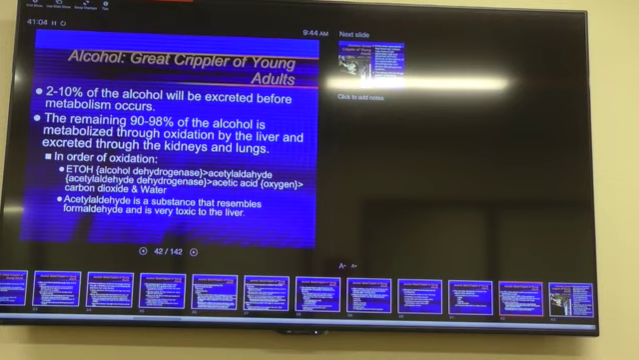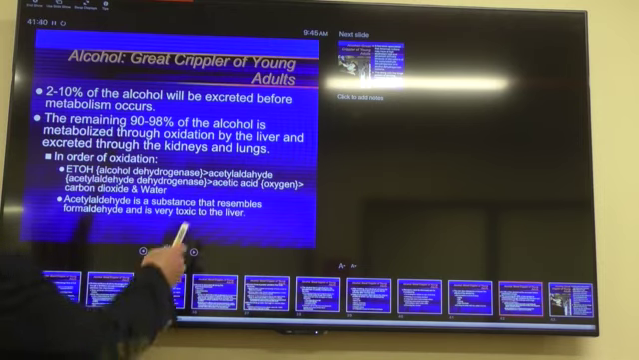The remaining 90 to 98% of the alcohol is metabolized through oxidation by the liver and excreted through the kidneys and the lungs. In order of oxidation, the ethyl alcohol is broken down by alcohol dehydrogenase, which creates acetaldehyde. Acetaldehyde dehydrogenase breaks down the acetaldehyde, and it creates acetic acid. Acetic acid is metabolized by oxygen, and it creates carbon dioxide and water. That's the process. Now, this can be messed up by a lot of different things.